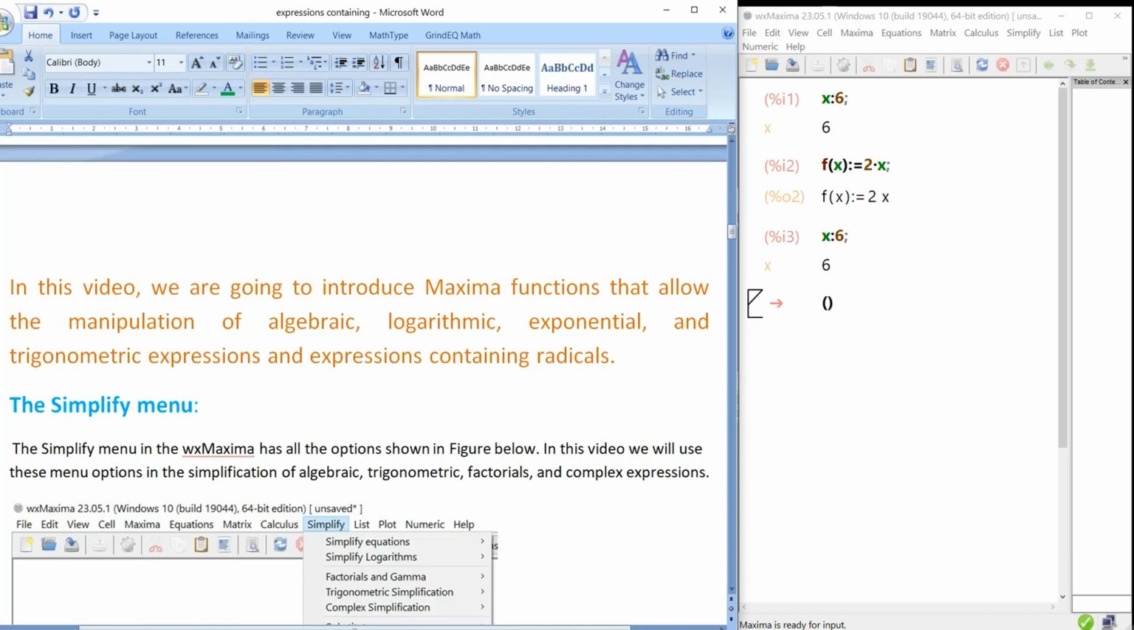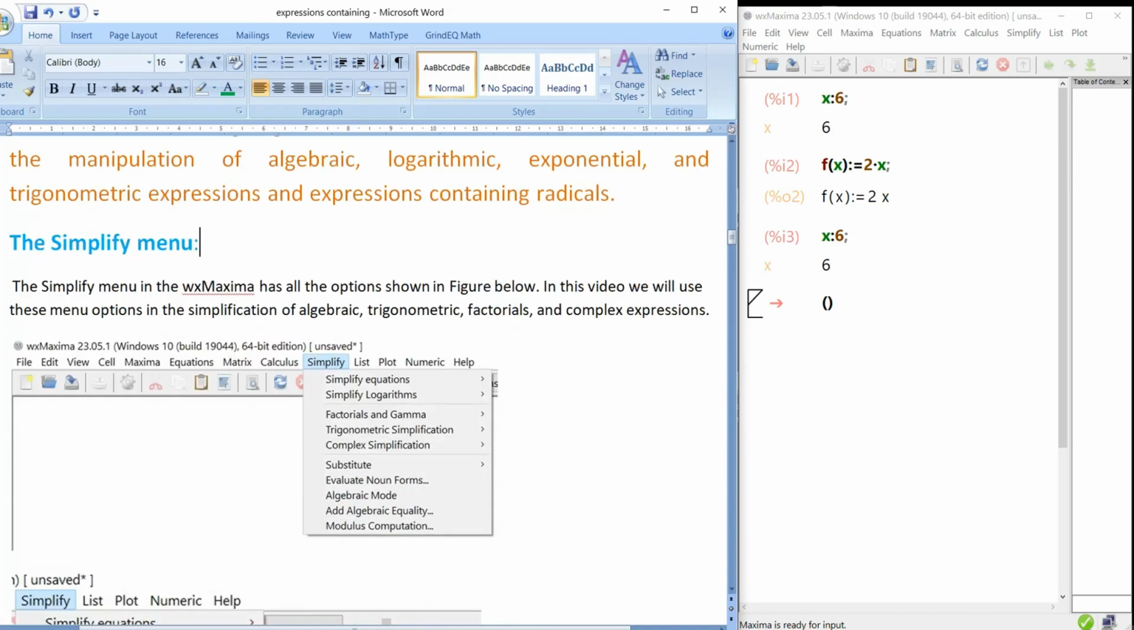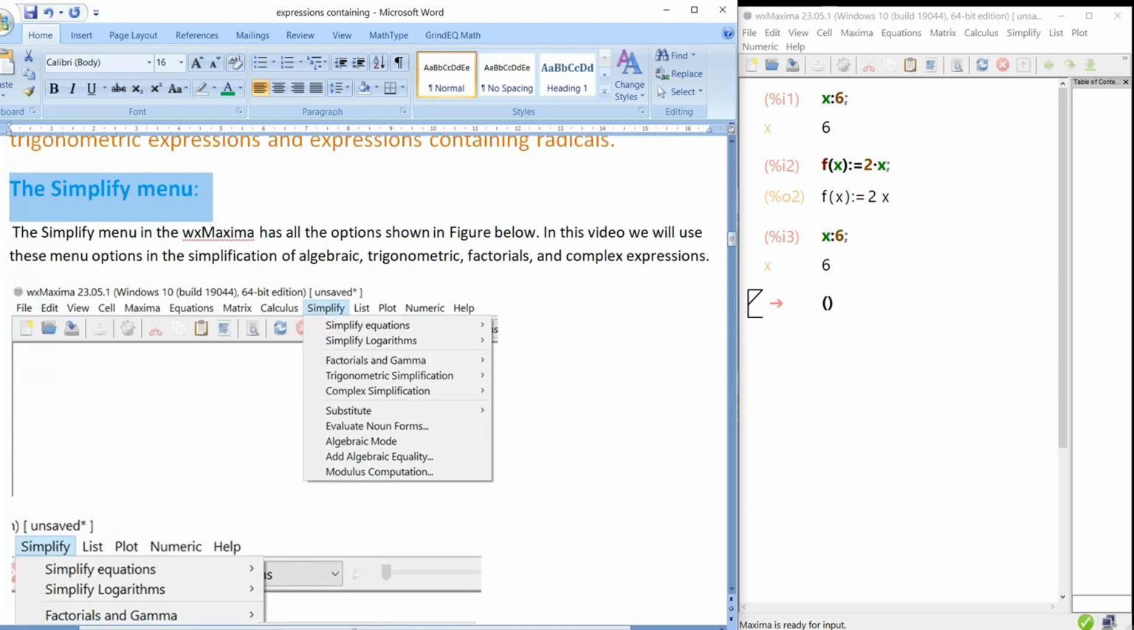So in this video now we are going to introduce Maxima functions that allow the manipulation of algebraic, logarithmic, exponential, trigonometric expressions and expressions containing radicals. Okay, so first one, the simplify menu. What is this? The simplify menu, you can see, I will show you in wxMaxima. What is the process to know the simplify menu?